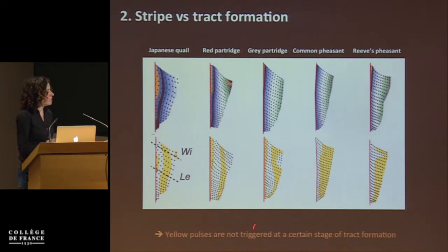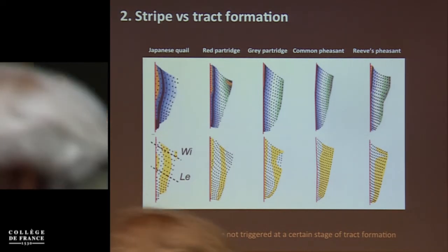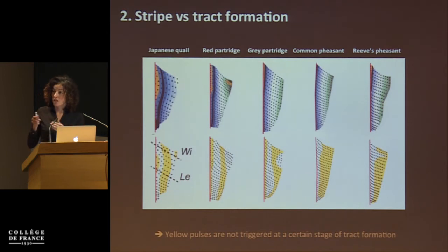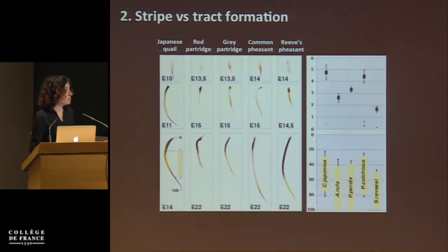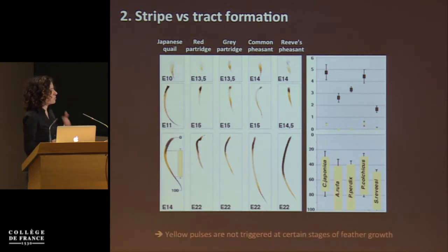So it seems that, at least from this comparative analysis, the yellow pulses are not triggered at a certain stage of tract differentiation. So we thought, okay, maybe it's a certain stage in the feather growth that triggers the yellow pulse. So Nico has compared the developmental stages of feathers in all these species when they first start to produce yellow, or when they switch back to black pigment production. And he saw that this occurs at different stages depending on the species, which gives rise to different length in that yellow band along the feathers. So again, no correlation. It seems that the yellow pulses are not triggered at certain stages of feather growth.